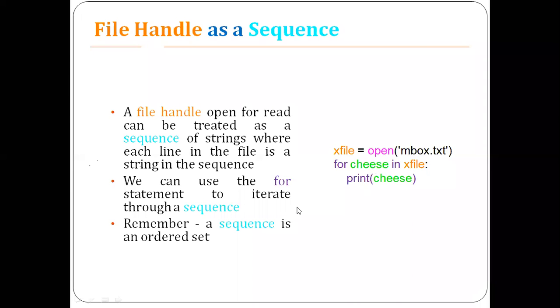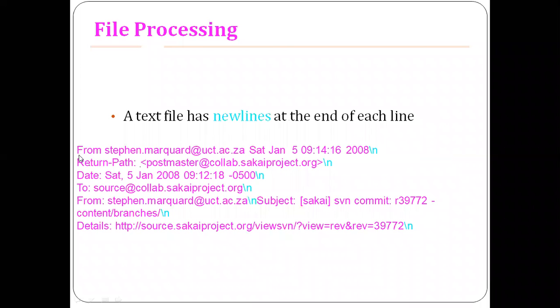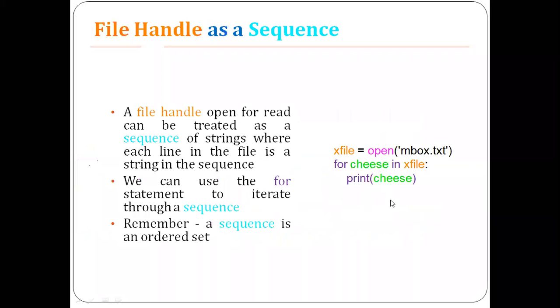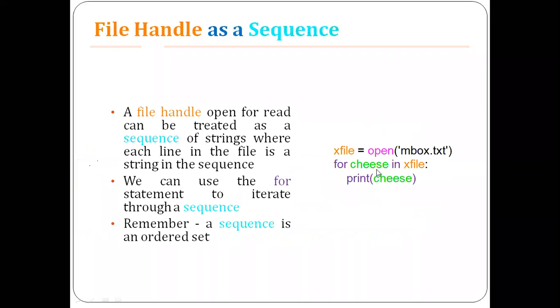Look at this example. For the first iteration, the iteration variable contains this entire line. In the second iteration, it contains the second line. In the third iteration, it contains the third line, and so on and so forth, right? So like this, it is going to print the output on the terminal.